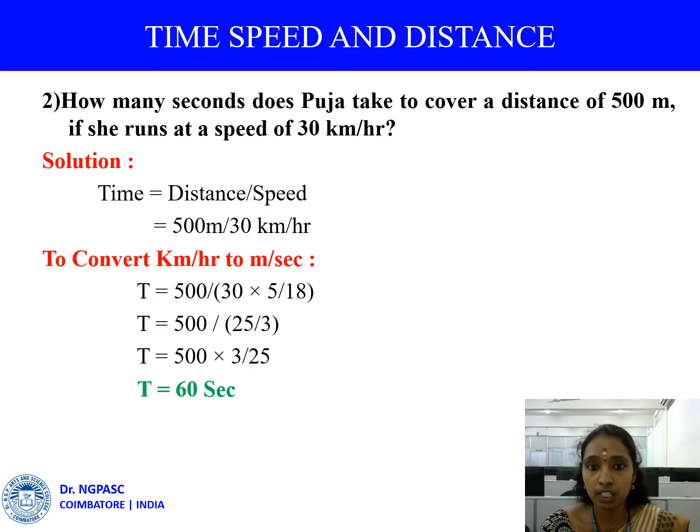Why are we mentioning the 5 by 18? Because we are converting kilometer per hour into meter per second. If we cancel those things, 25 divided by 3 is the value. So 500 divided by 25 divided by 3, that is 500 into 3 divided by 25. That will be equal to 60 seconds.